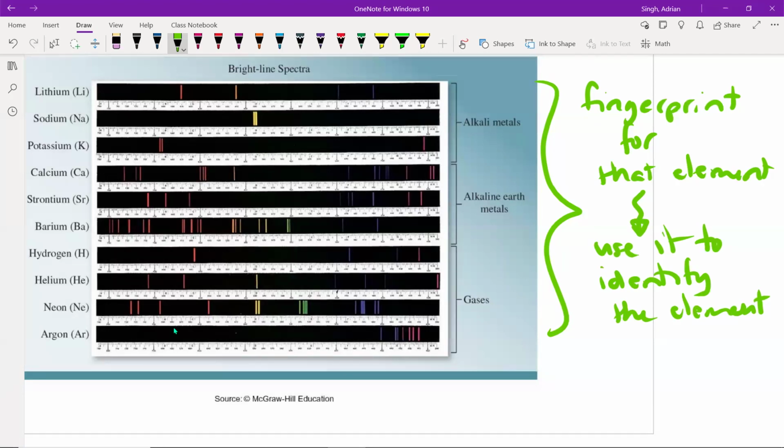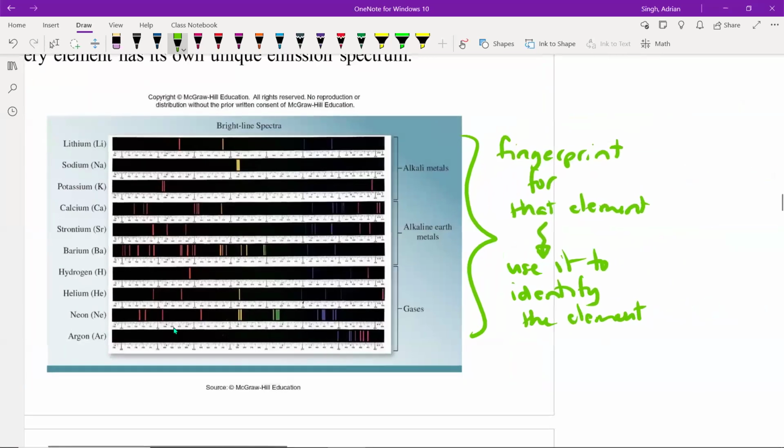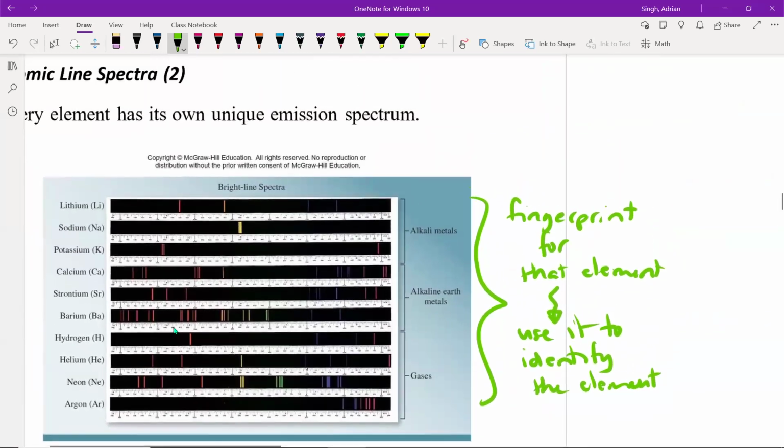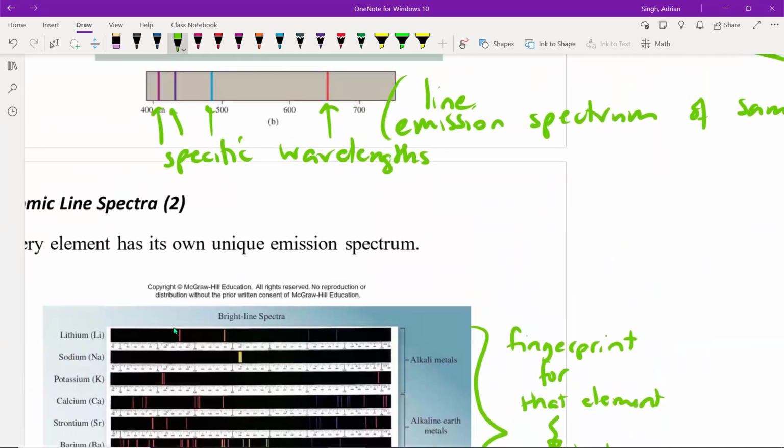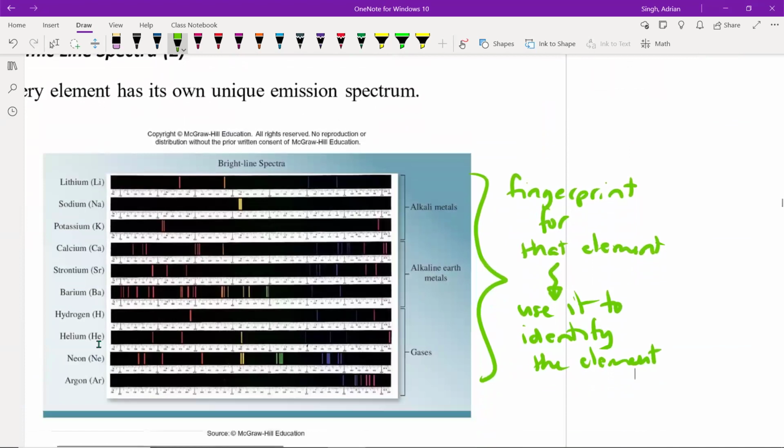And this may seem very simple, but it's actually very powerful because with the right tools, we can examine the light coming out from distant stars and galaxies. We can do something very similar, and we can say with a high degree of certainty what elements are present in those stars, billions of miles away, just by comparing them to these fingerprints of elements that we know, where we know what their line spectra is going to be.